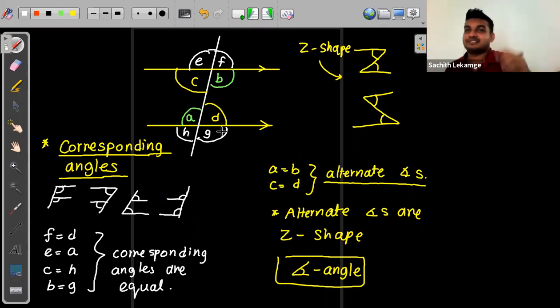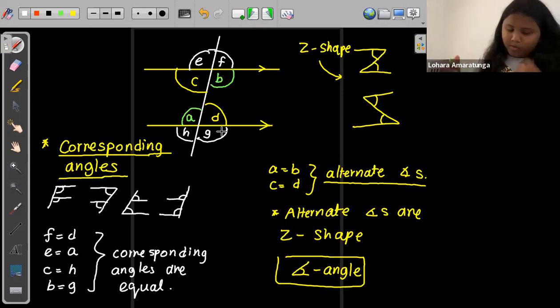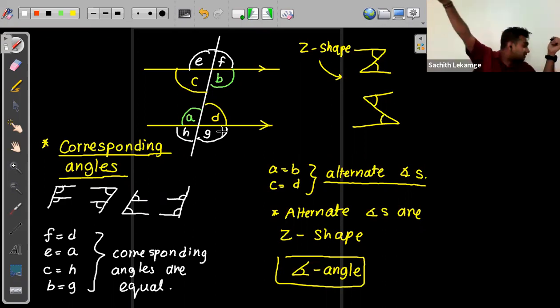Okay, much better. The first one is not wrong. Only thing is that then you will not be able to see the differences between angles. Nice. Good. So, the diagram. That is the most important thing. Without the diagram, it doesn't make any sense. Make sure that you draw the diagram.